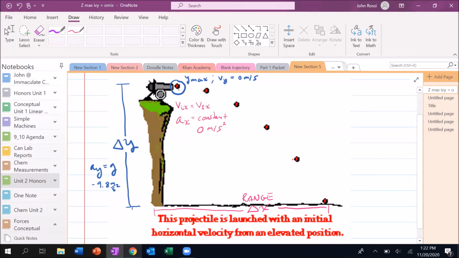There is, however, a velocity value. There's a magnitude to this velocity as it's shot out. The initial velocity in the x is equal to the launch velocity. So it is launched in this direction horizontally. So the initial velocity in the x is the velocity that it is launched with. And sometimes we refer to the launch velocity as v naught.